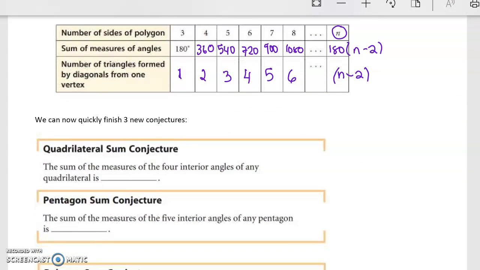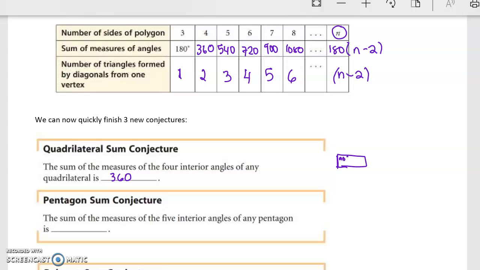The quadrilateral sum conjecture just says the sum of the measures of the 4 interior angles in any quadrilateral is 360. You could also just use the formula 180 times n minus 2. 4 minus 2 is 2. 2 times 180 is 360. Or you can just memorize this. One of the easiest ways I memorize this is just remember a rectangle is a quadrilateral. Every angle is 90 degrees. So 4 times 90 is 360 as well.